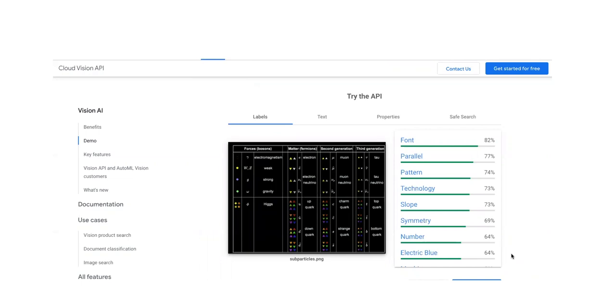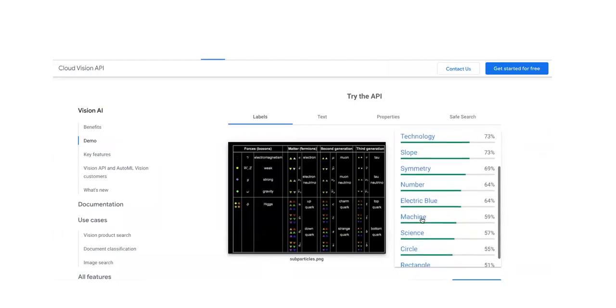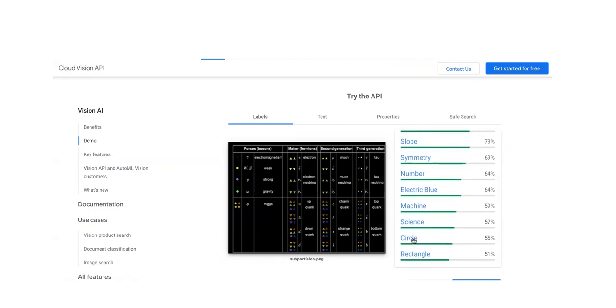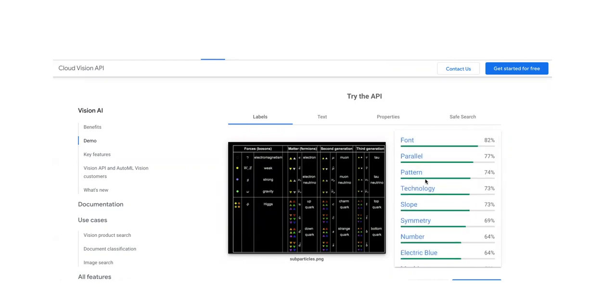In an unsupervised way, this AI algorithm recognizes this picture of electronic and subatomic particles as font, a font source, at 82%. It categorizes the picture as parallel at 70%. Pattern is able to say that this is technology. This is a little bit wrong because it's not technology, it's science. It recognizes symmetry, electric blue, machine, science. Could you see? Science is not at the top, and a particle is totally science. Circle, rectangle. So in an unsupervised way, this Google analyzer is not working properly with this picture.